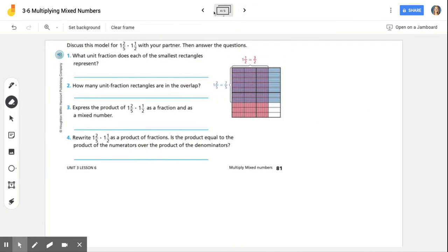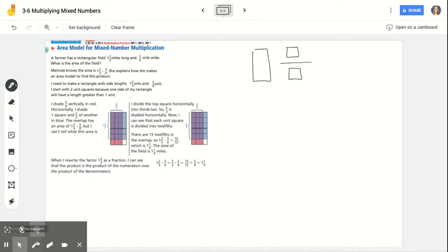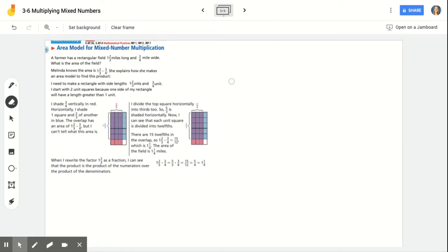At the top of page 81, the heading is area model for mixed number multiplication. We're going to be working with multiplication that involves mixed numbers. And again, a mixed number is a whole number and a fraction. We'll start off with two area models that we'll be drawing out, and then we'll be learning how to just use multiplication to solve as well. So look for some patterns or some common rules that we might be able to follow when solving these two array multiplication problems, and we'll discuss it later, okay?